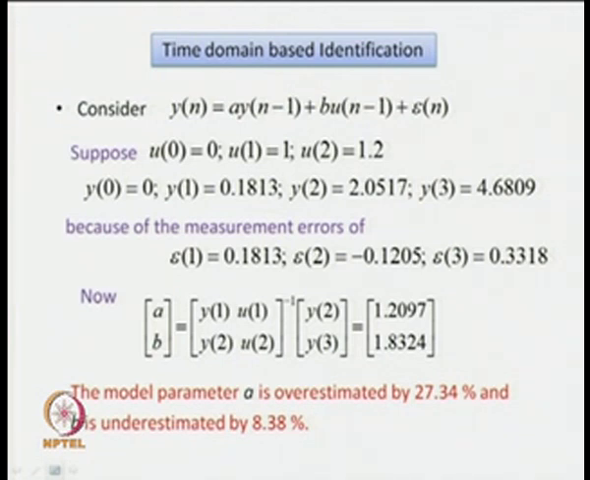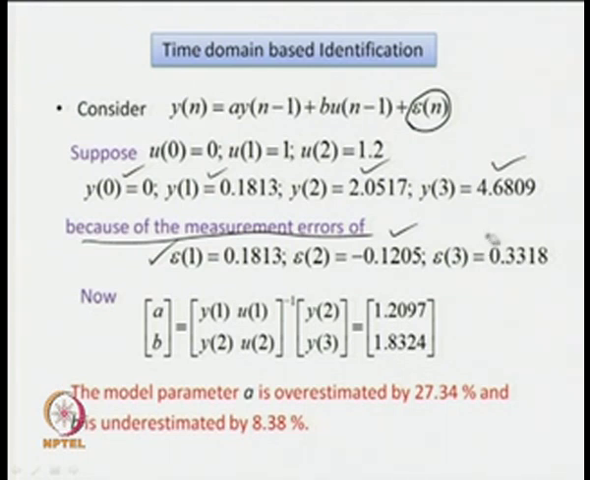Now, let us consider another situation where the set of inputs is u(0) = 0, u(1) = 1, u(2) = 1.2, where due to some measurement errors epsilon(n), the outputs are now y(0) = 0, y(1) = 0.1813, y(2) = 2.0517 and y(3) = 4.6809, because of the measurement errors epsilon(1) = 0.1813, epsilon(2) = -0.1205 and epsilon(3) = 0.3318.